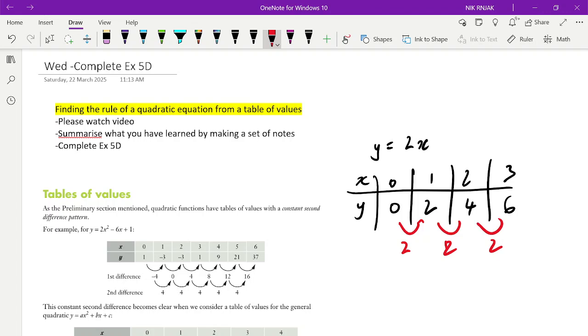If you had a cubic equation, so something like y equals x cubed, plus or minus whatever, as long as you've got 3 as the highest power, then the third difference pattern would be the same. All right, but we're focusing on quadratics.